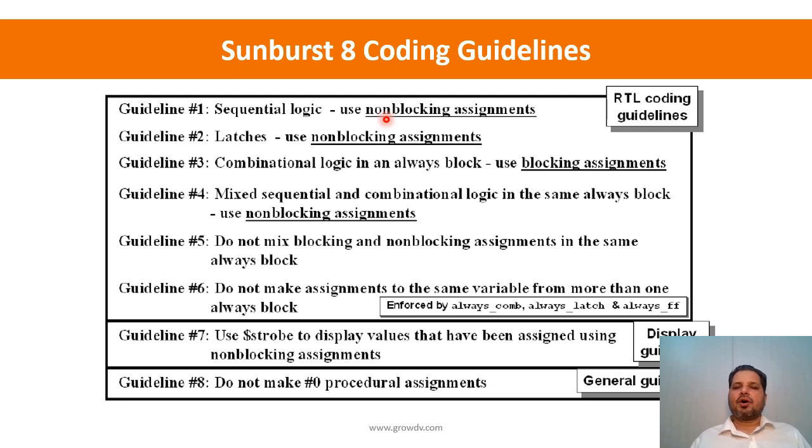This is important because in storage you essentially have a pipeline, that is, you have one flop, another flop, and the output of one flop stage is sampled by the input of another flop stage. In such modeling, if you use blocking assignments, then as we saw in the previous slide, there is a non-determinism about whether the input of the second flop should be sampled first or should be updated by the output of the first stage flop, right?